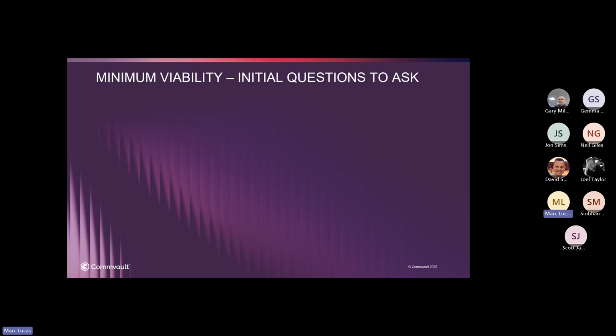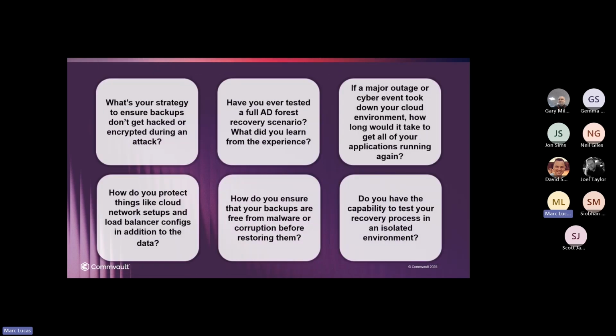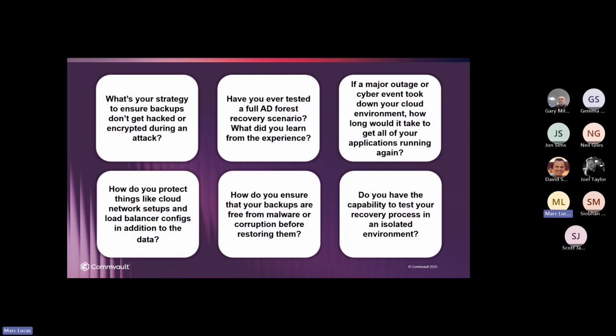So when you're having that initial conversation with your customers on minimum viability, here's some initial questions that you can ask them. And hopefully these are going to help you to sort of penetrate under the layers and get your customers to perhaps realize that they don't have what's in place to be cyber resilient. So the first question that you can see there is, okay, well, what do you have in place to ensure that you're not going to be compromised in any way?